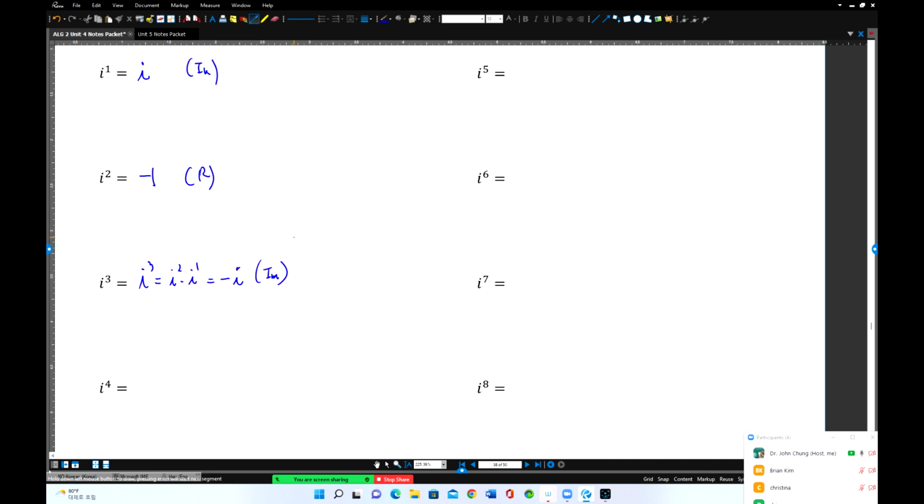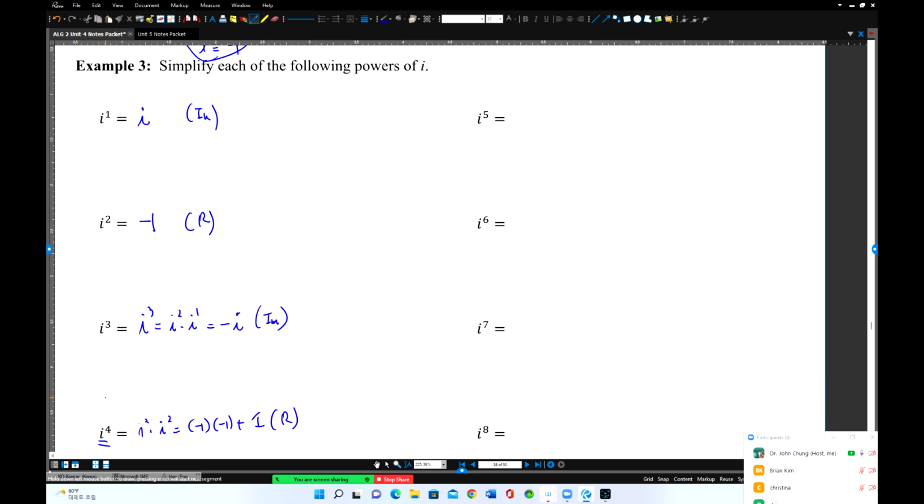i to the 4 is what? i squared times i squared, right? That is negative 1 times negative 1. That is a positive 1. That is real. What about i to the 5th power? i to the 5th power is i to the 4 times i to the 1, isn't it? We know that i to the 4th power is always 1, right? But it looks like i to the 1. This is the i.